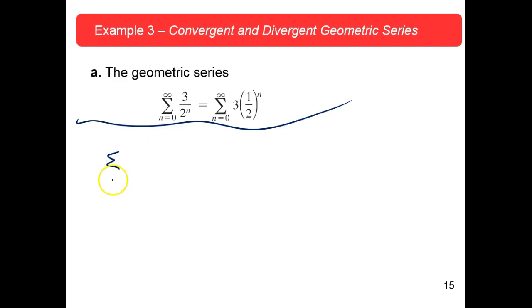The summation of n equals 4 to infinity of 1/2 to the n, and the summation of n equals 0 to infinity of 1/2 to the n. They both converge. Because you know what this one is: 1 divided by 1 minus 1/2. So that would be 2. That converges to 2.